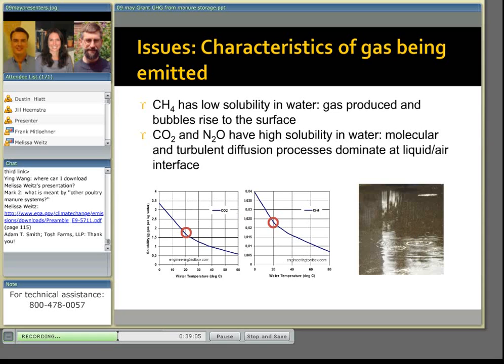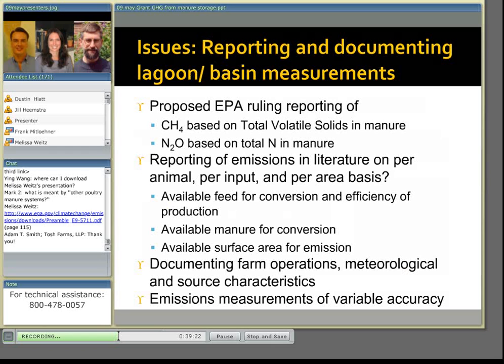The carbon dioxide and nitrous oxide are both highly soluble in water, and as a result, emissions of those gases are over the entire surface area of the lagoon, or over the entire surface area of any wet area of manure. So we have several issues that we need to consider.